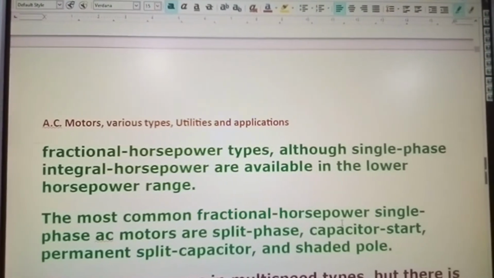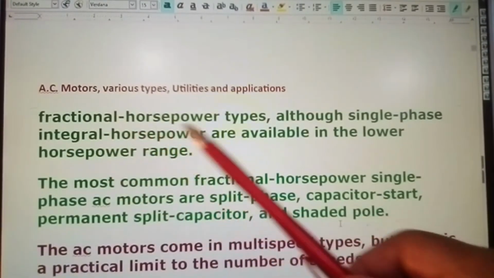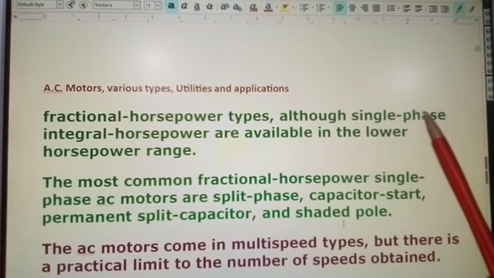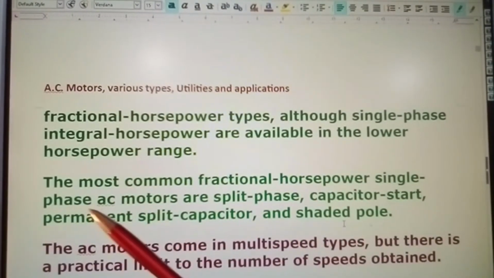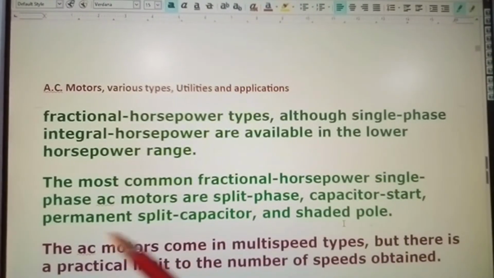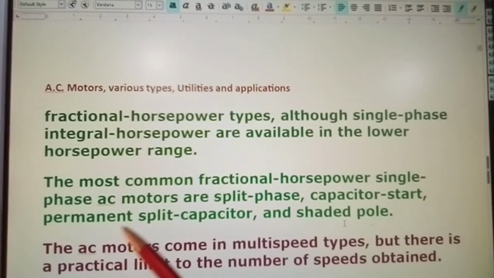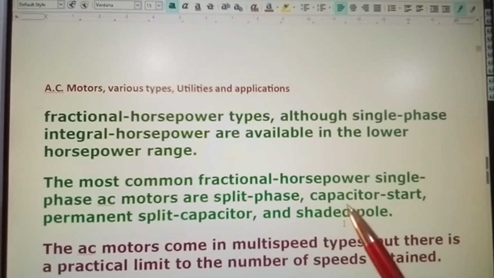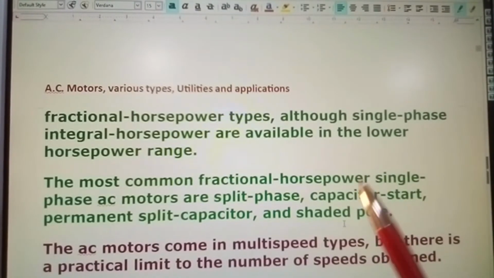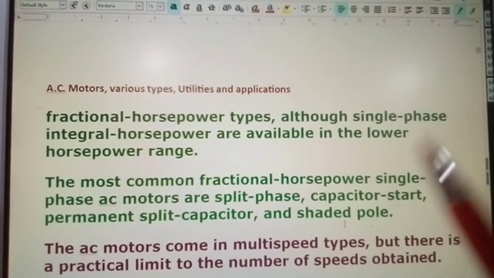Fractional horsepower types, all those single phase integral horsepower are available in the lower horsepower range. The most common fractional horsepower single phase AC motors are split phase, capacitor start, permanent split capacitor, and shaded pole. Now, you will have seen these in one of the videos I've already done in electrical principles and electrical machines. Look back at those. They are relevant and they are tied in, connected. Use the information given.